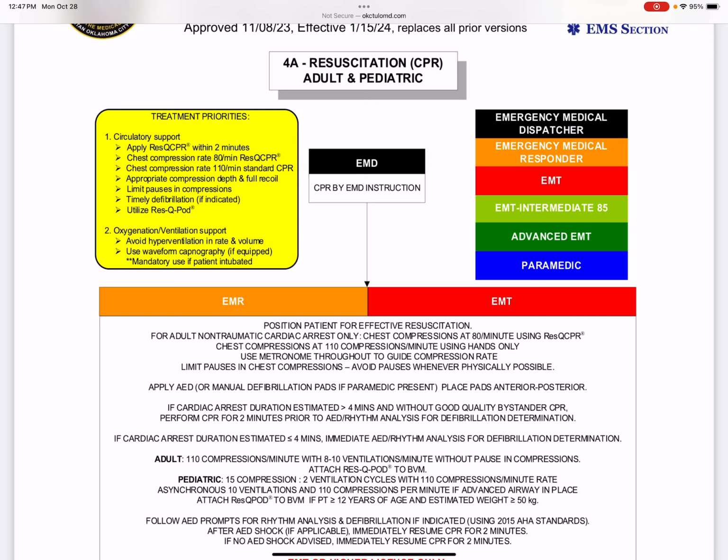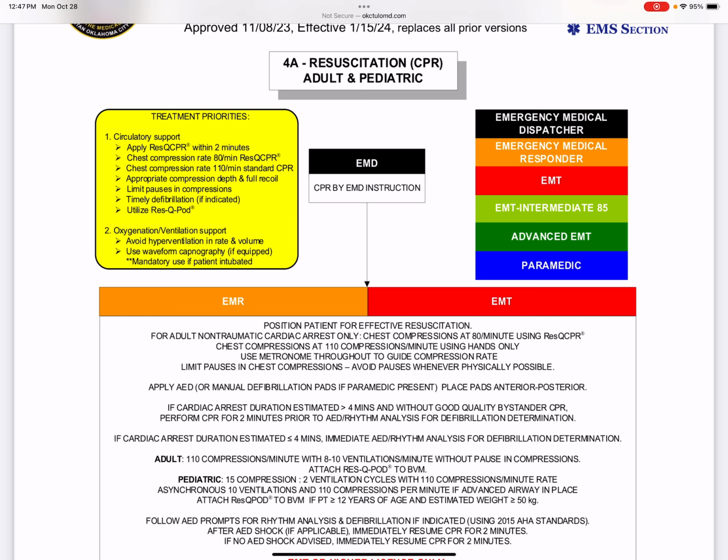Appropriate compression depth and full recoil. That's pretty much just saying that when you're doing CPR, don't be going so fast that you're not allowing the chest to fully recoil. Think of the heart as a pump, and that you're trying to pump the blood throughout the whole body, get it to the brain, everything like that. So you've got to allow that chest to fully recoil so you can get the maximum amount of blood throughout the body that you need. Limit pauses in compressions, timely defibrillation if it's indicated, and then utilize the rescue pod.